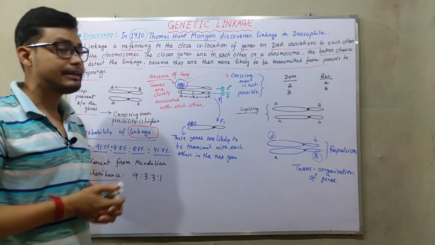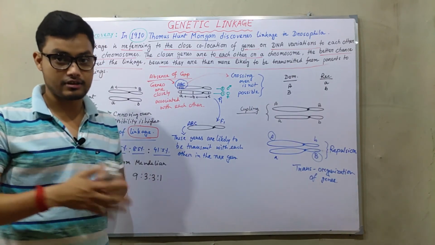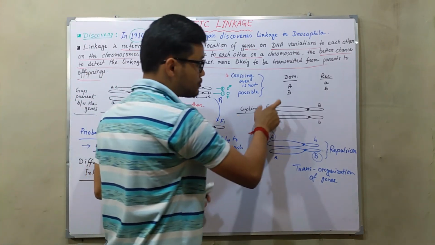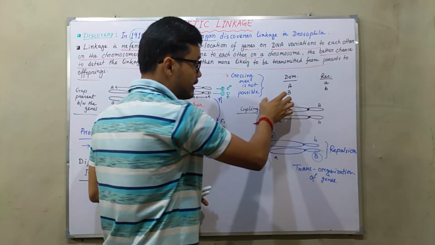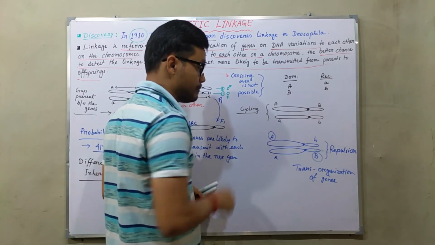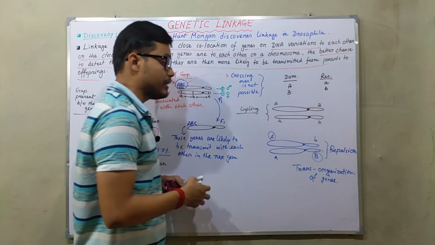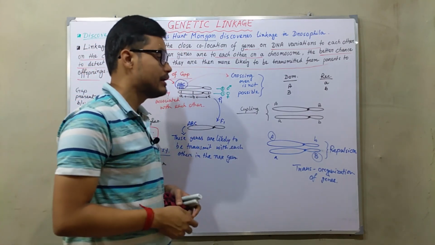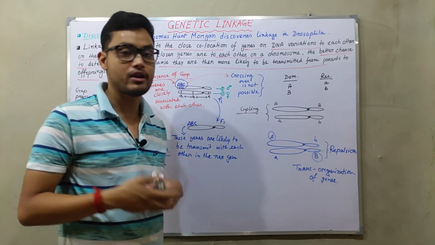So basically in linkage, closely associated genes are transmitted together from parents to offspring. Whenever the dominant genes are present on the same chromosome, this organization is known as coupling, and whenever a dominant gene along with a recessive gene is present on the same chromosome, this organization is known as repulsion.